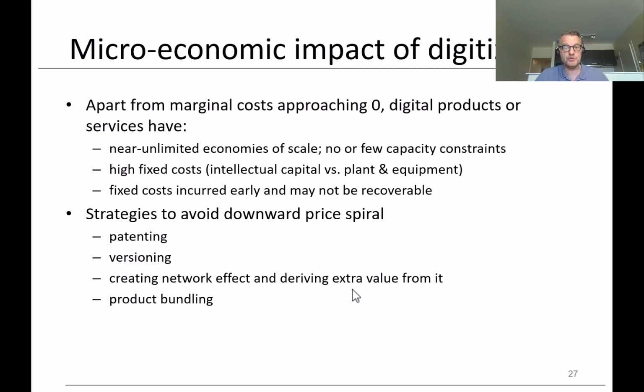And product bundling is also a strategy to try and avoid downwards price spiral. Instead of one product, make sure you have all kinds of add-ons that can also be purchased and that give more customer satisfaction and actually increase the intensity of the customer relationship, such that it keeps them from churning and going to buy the product elsewhere.